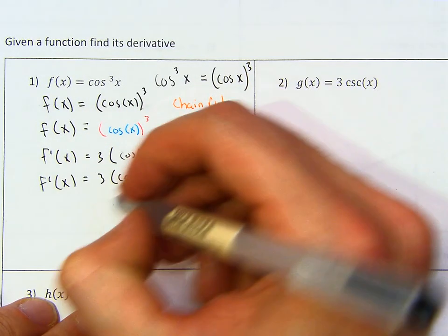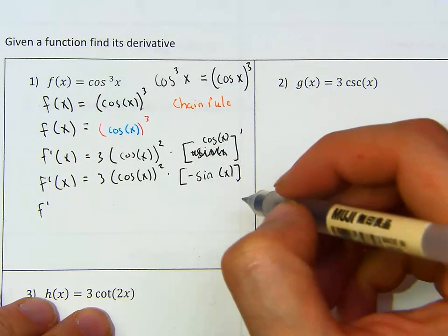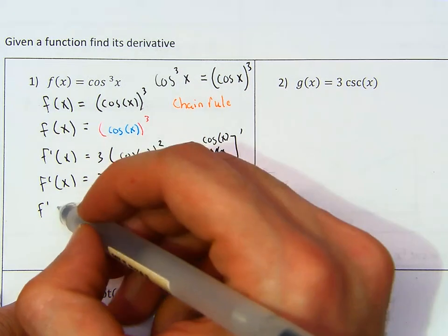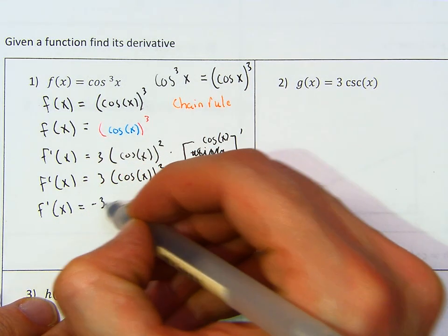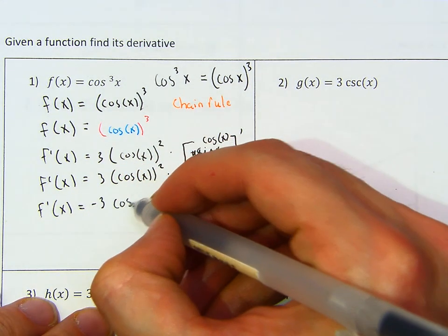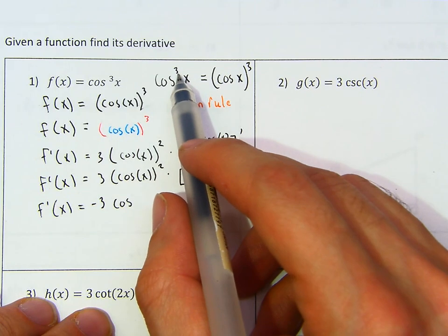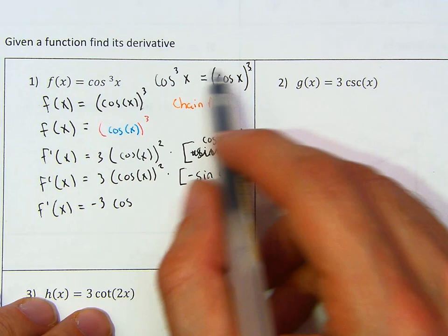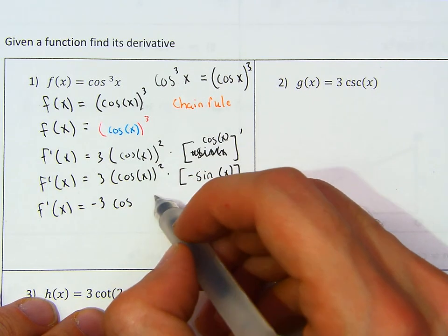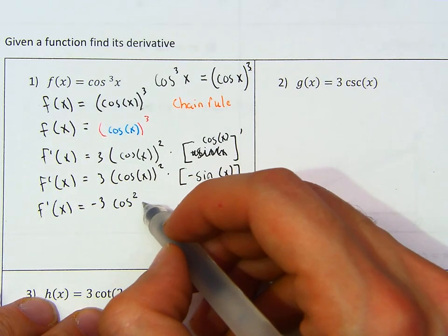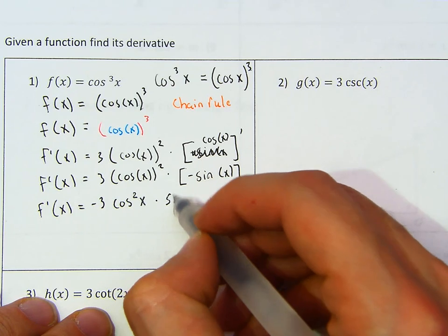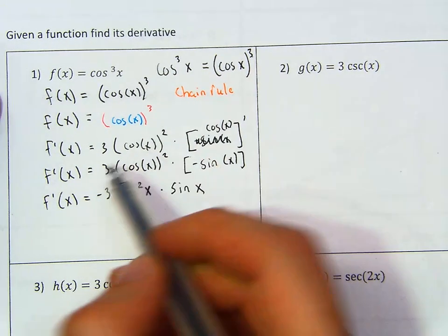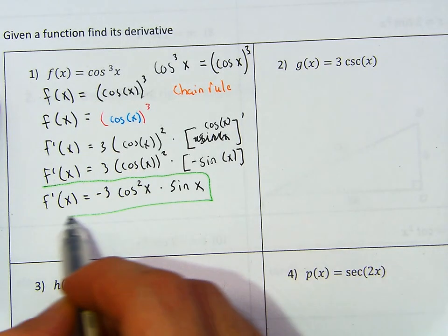All right, so here, what happens next, here we distribute and put the negative over here. So this is negative 3 cosine, and don't you remember, the same way we put the 3 on the outside, we're going to put the exponent back on the inside. So this 2, we're going to bring it back from the outside to the inside, cosine squared x times sine of x, okay? And that is the derivative of f of x, right?